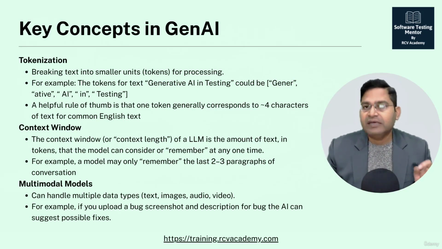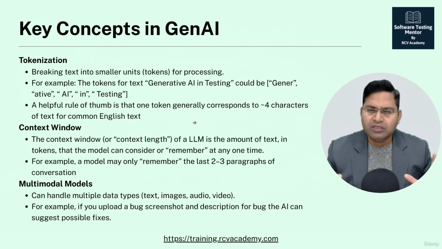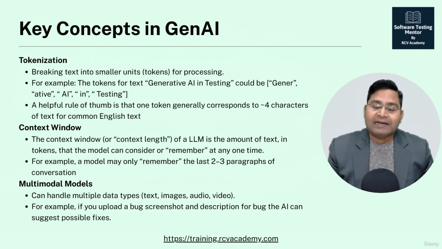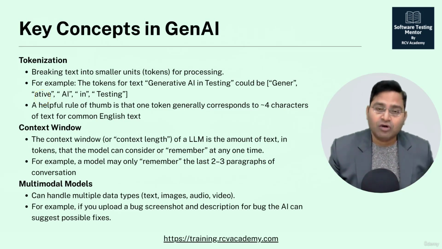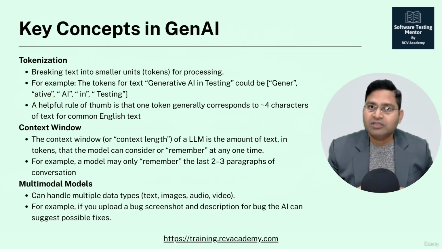And usually a helpful rule of thumb is that one token corresponds to approximately 4 characters of text. Not always true, but for common English text, 4 characters will more or less be one token. As in this case, you will see there are 5 characters considered as one token, and this also can change based on the model. A particular model, for example GPT-4, might calculate tokens in one way, GPT-5 in a different way, or a model from another organization in yet another way.